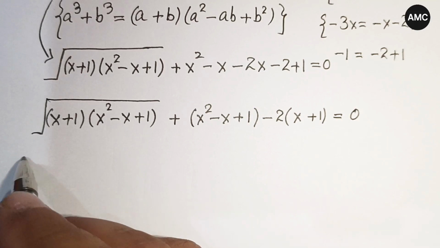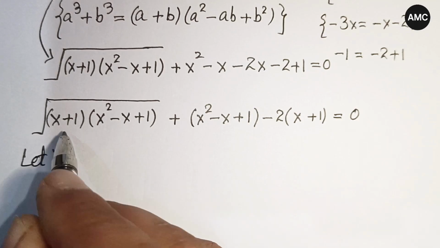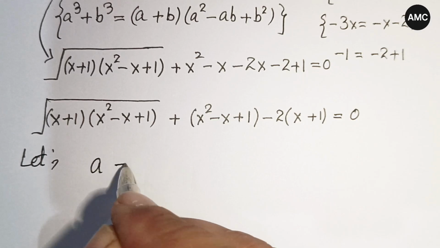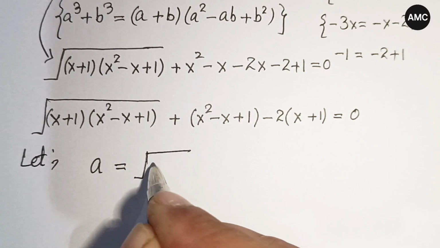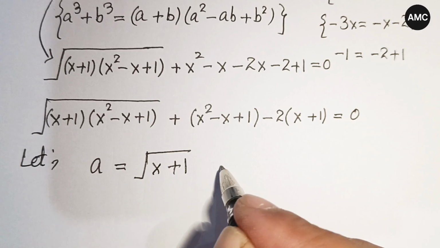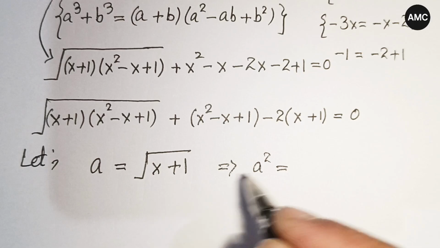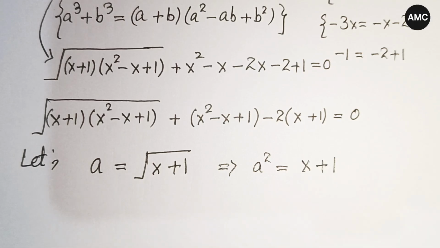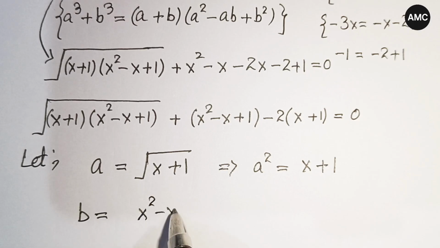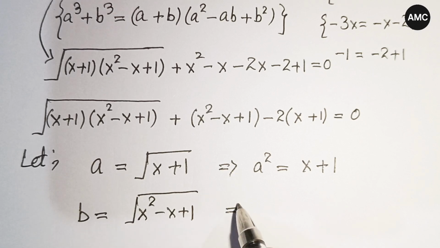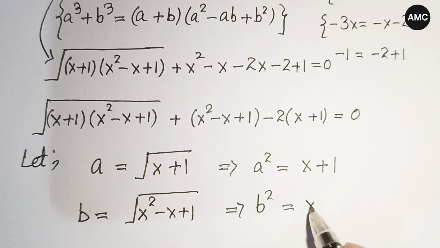Let us suppose that this square root of x plus 1 is equal to a. So the square root of x plus 1 is equal to a. Taking the square on both sides, a squared will be x plus 1. Similarly, b is equal to the square root of x squared minus x plus 1. Taking the square on both sides, cancelling the square root with the square, we get b squared is equal to x squared minus x plus 1.